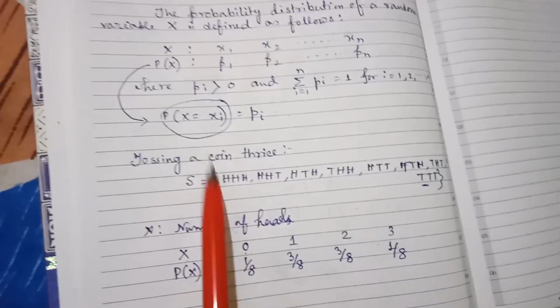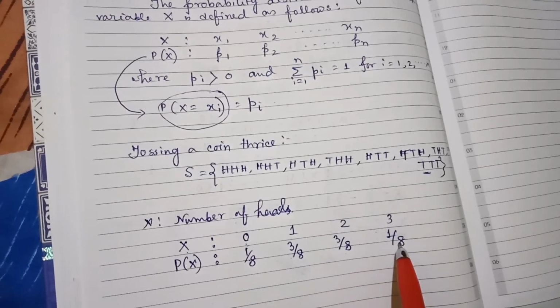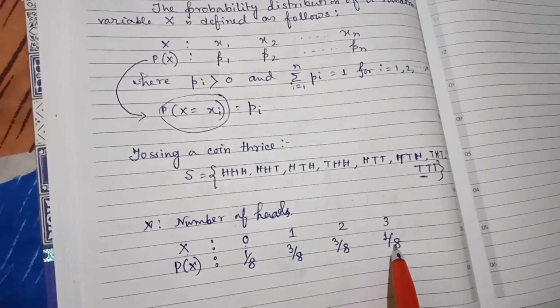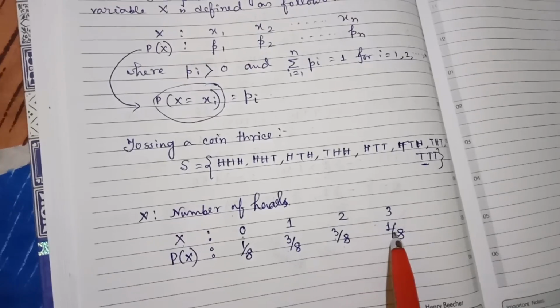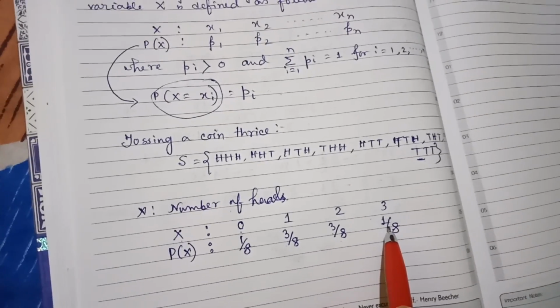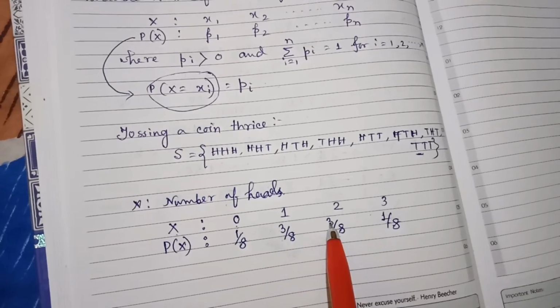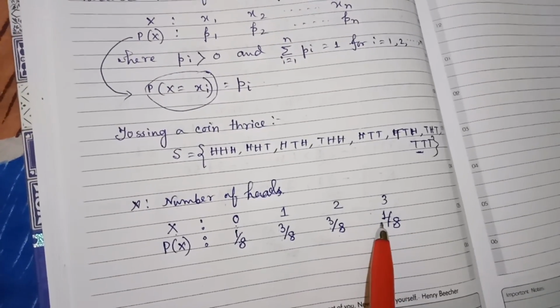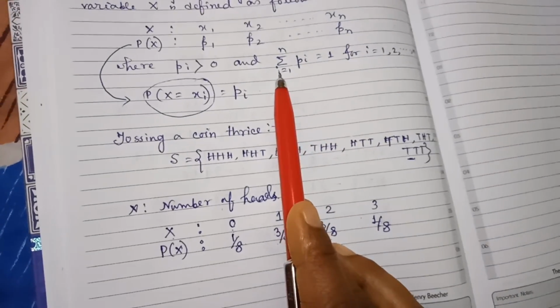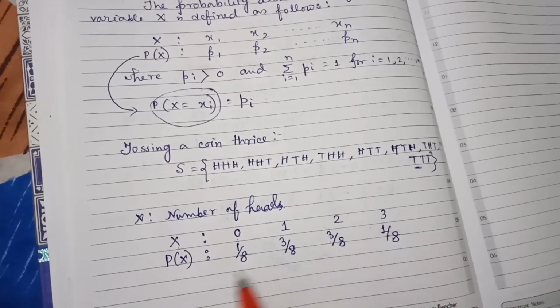Now look at the definition. All the pi's are non-zero, and if you add these 4, you will get 1. 1 plus 3, that means 4, 4 plus 3, 7, 7 plus 1, 8. So 8 by 8, ultimately 1. So I hope that you have understood this definition and how it is being written.